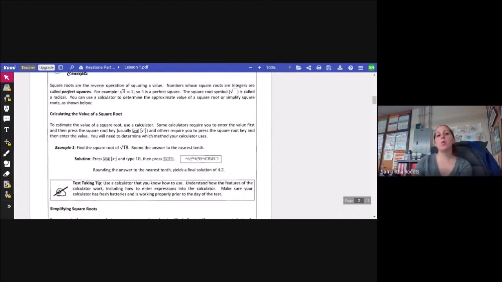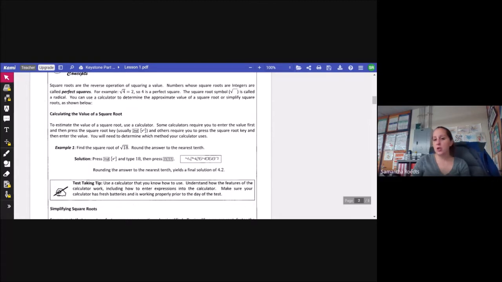So, concepts. Square roots are the reverse operation of squaring a value. Numbers whose square roots are integers are called perfect squares. For example, the square root of 4 equals 2. So 4 is a perfect square because 2 times 2 equals 4, so the square root of 4 is 2. The square root symbol is called a radical sign.